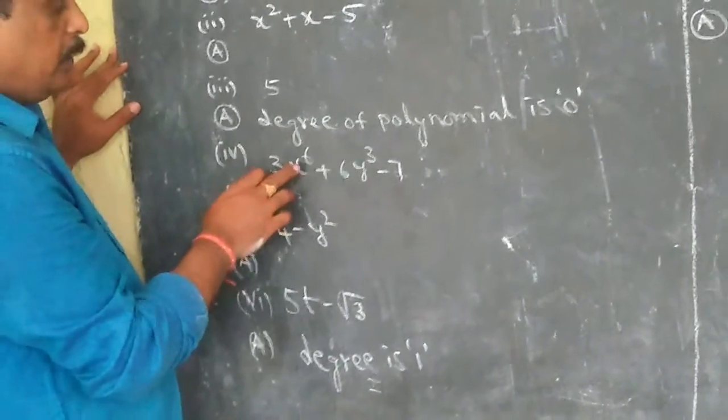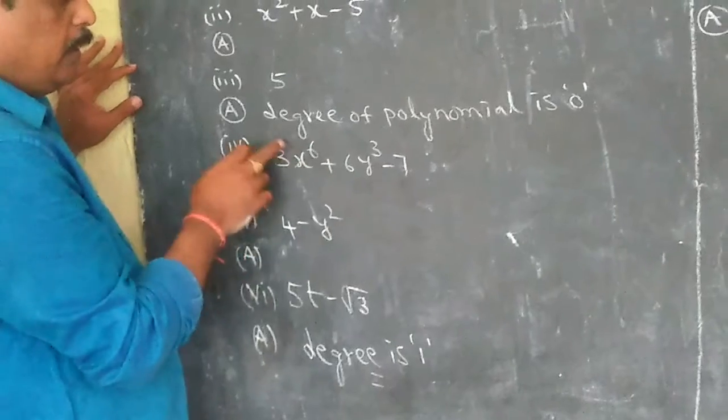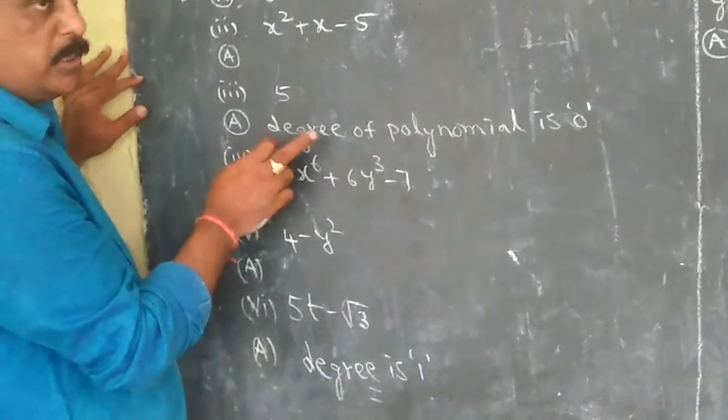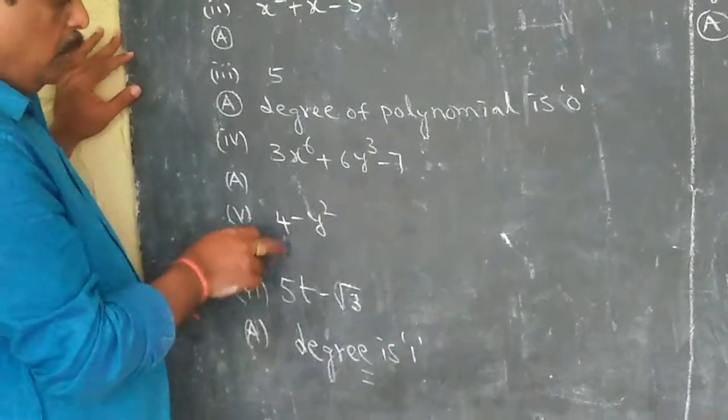Next one is 3x power 6 plus 6y cube minus 7. Here the degree of the polynomial: here the power is 3 and here the power is 6. So 6 is the higher power, so we take 6 as the answer.